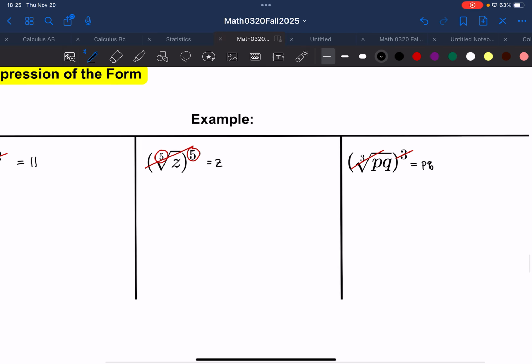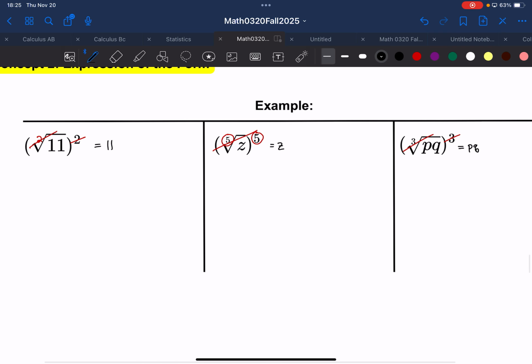Okay, so any questions on this skill? Okay.